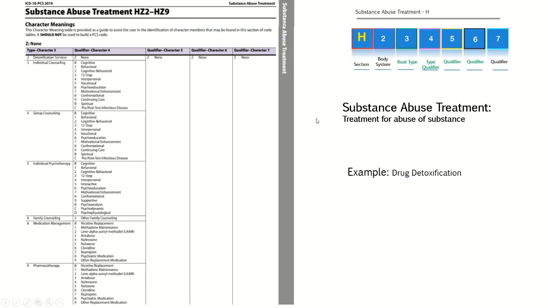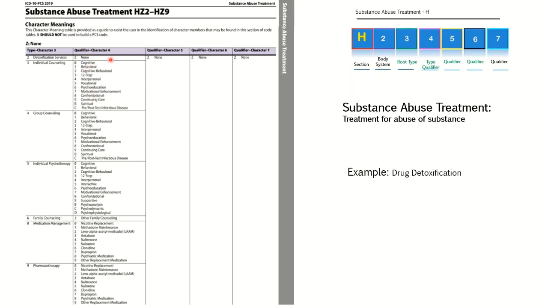So what is substance abuse? This is treatment for abuse of substances. An example will be drug detoxification. Let's take a look at our characters. Our third character will describe the type, and the types of treatment will be detoxification, individual counseling, group counseling, individual psychotherapy, family counseling, medication management, and pharmacotherapy. Your root type will correspond to the fourth character qualifier.